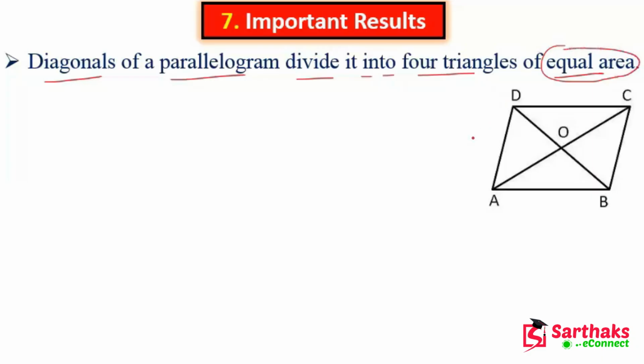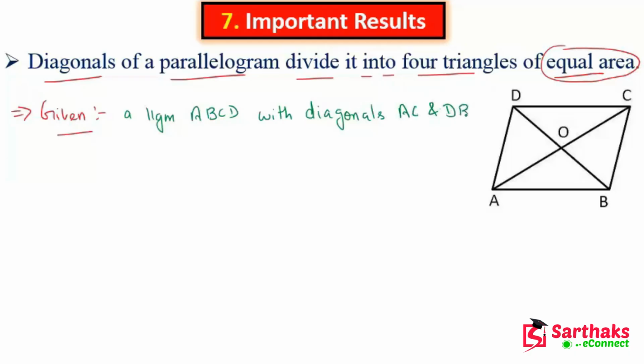I hope you understand these things, my dear friends. So now let's prove this. First of all we have to write the given part. So what is the given part? We have a parallelogram ABCD with diagonals AC and DB.